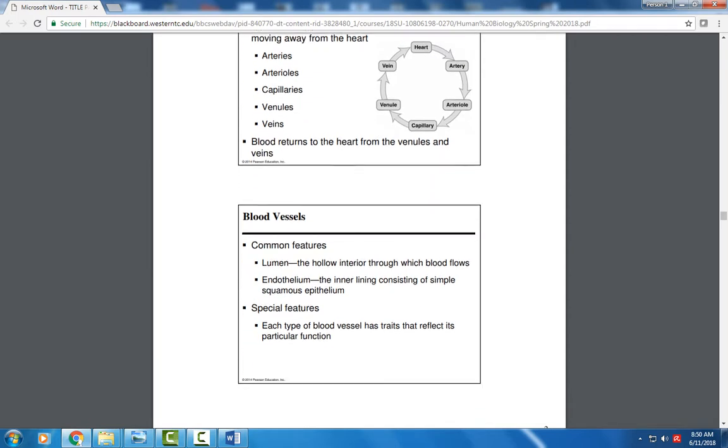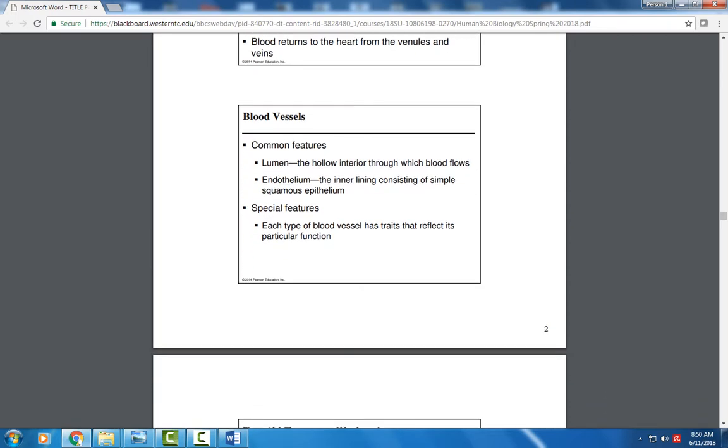So if you look at blood vessels, they have some things in common. The inside of blood vessels is called the lumen. That's the hollow interior portion of the blood vessel where we find the blood. And then the endothelium is just the cells that line the lumen. So all blood vessels have an inner lining called the endothelium. And the type of tissue that makes up that endothelium is simple squamous epithelium. So it's a very thin one layer of cells.